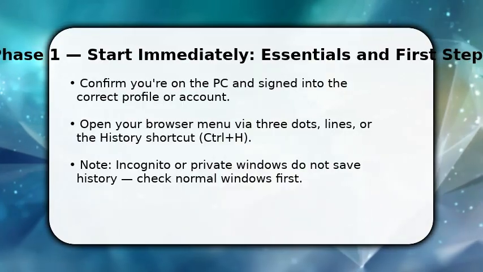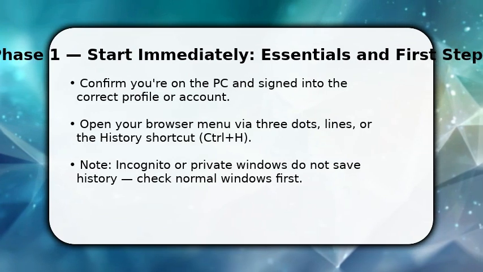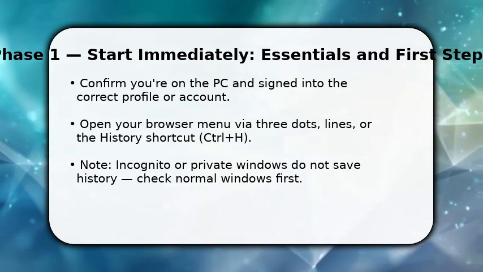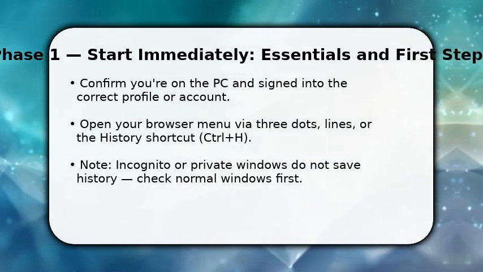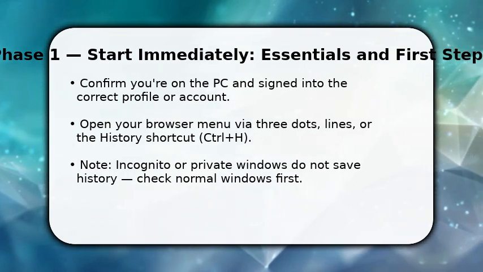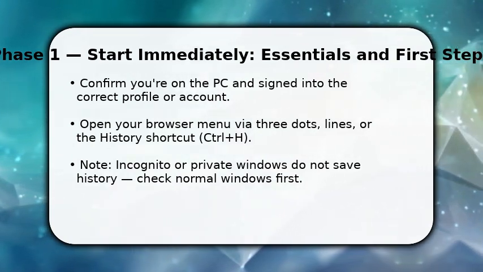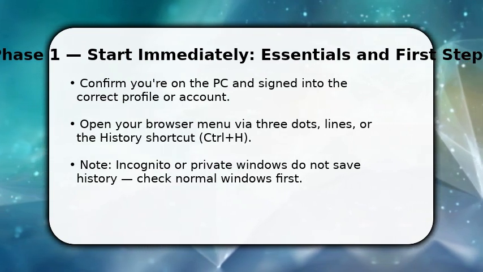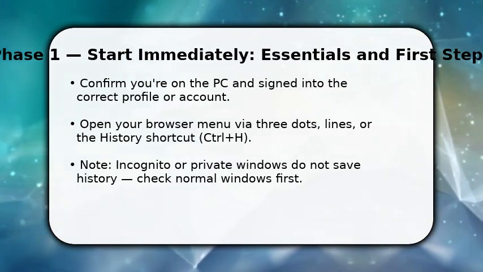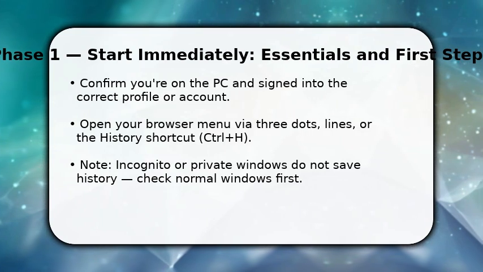You start by opening the browser and getting directly to history. You want to be in the standard profile for your saved activity, so switch profiles if needed. Once there, press Ctrl+H or use the menu. This shows your timeline of visited pages. Make sure to close any private windows because they won't appear.